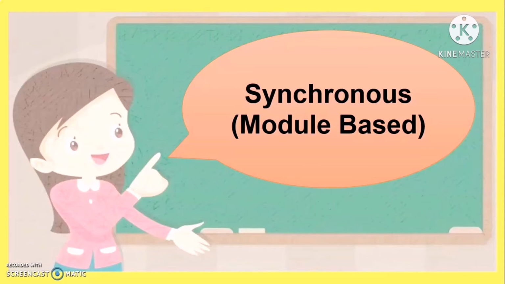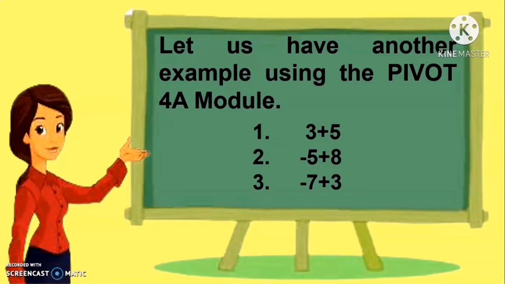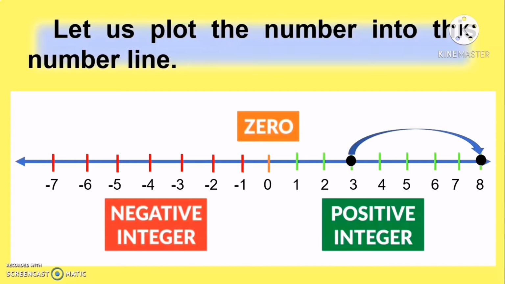Let's have another example using the pivot for a module. Number 1, 3 plus 5. Using the number line, plot positive 3 first. Then, move 5 points to the right. Then the answer will be positive 8.